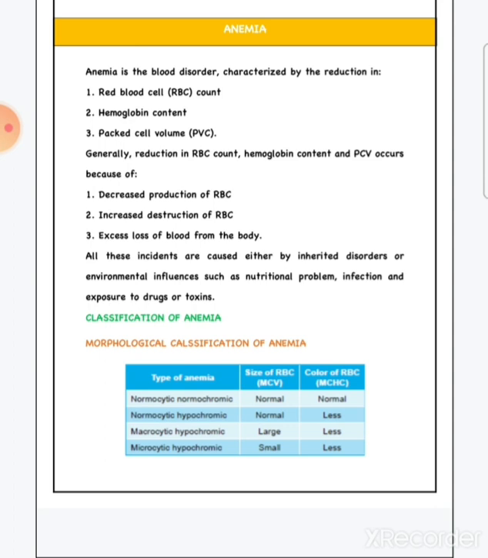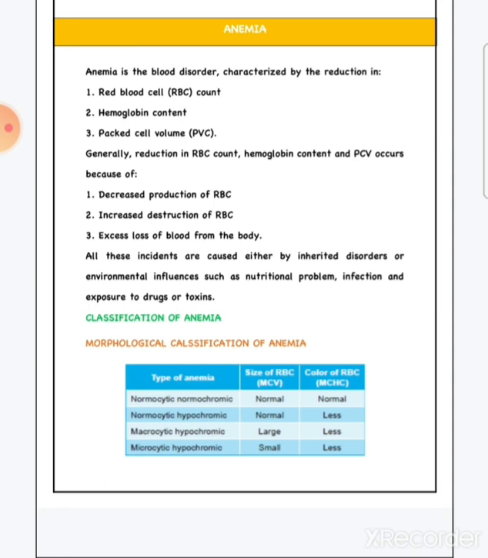MCV is measured in femtoliters. MCHC is measured in grams per deciliter.